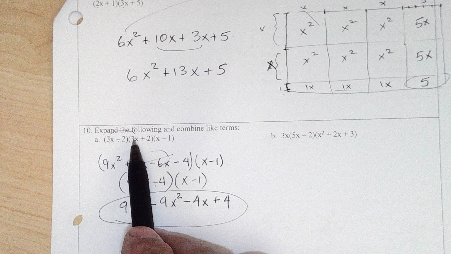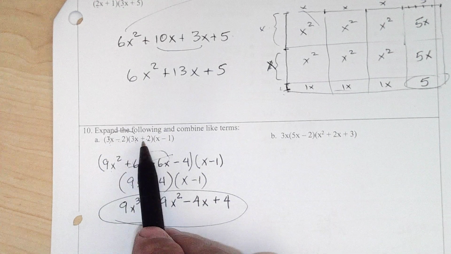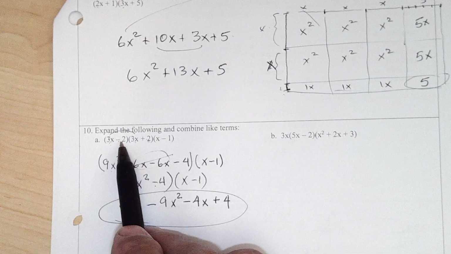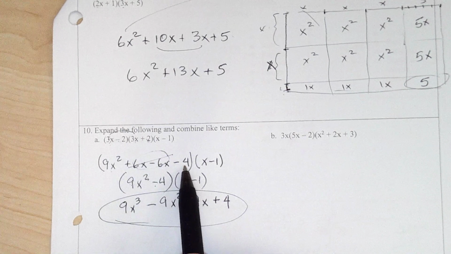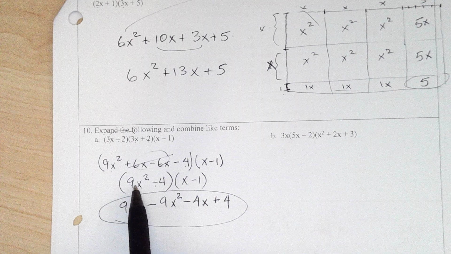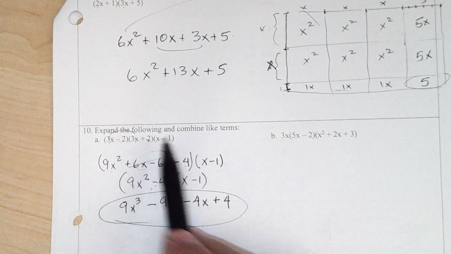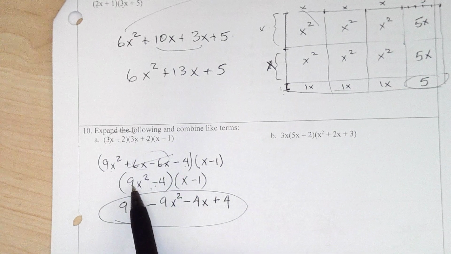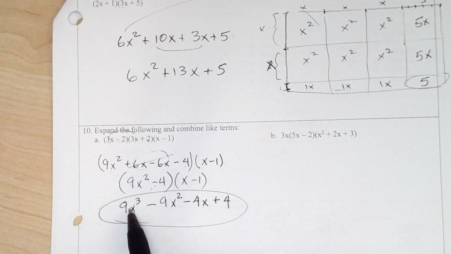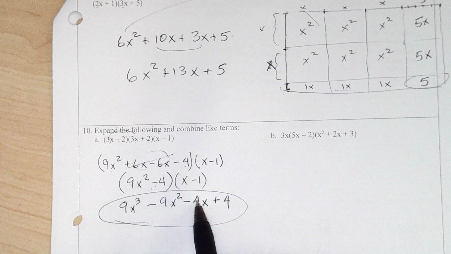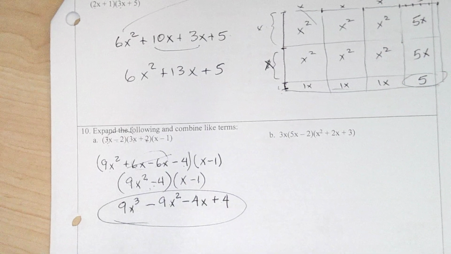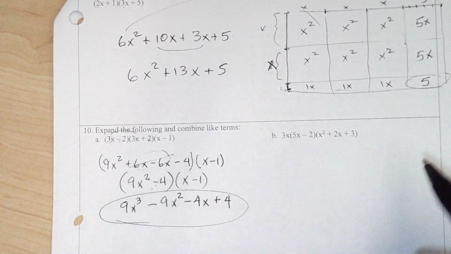So I take 3x times 3x times plus 2, negative 2 times 3x, negative 2 times 2. Those were like terms, so I have this that I have to take times the x minus 1. And I take 9x squared times x, 9x squared times minus 1, negative 4 times x, and negative 4 times negative 1. I apologize for that.